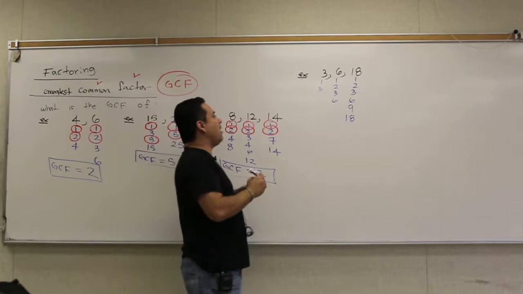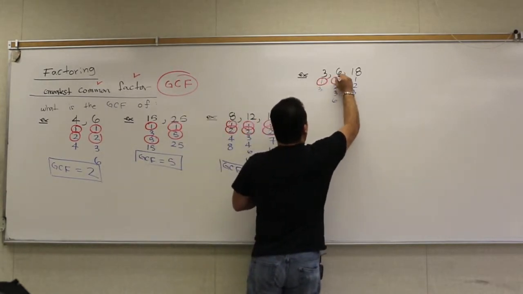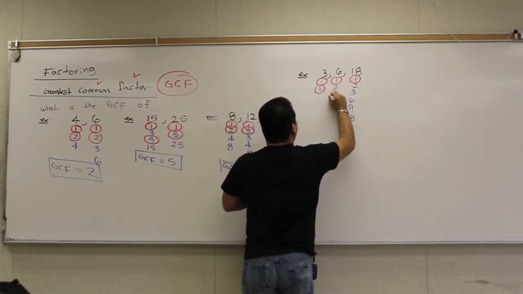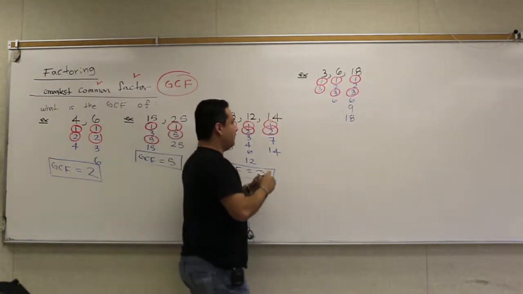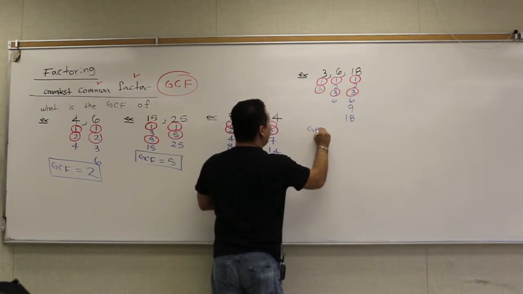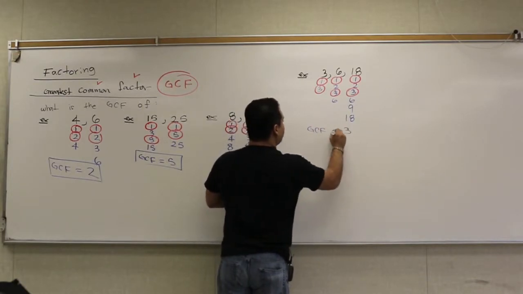Okay, let's see. What are the common factors again? 1, 3. It's on every list. Anything else common? So my greatest common factor is going to be 3.